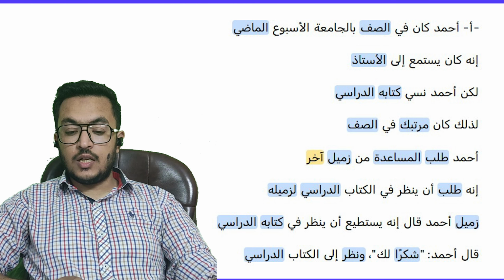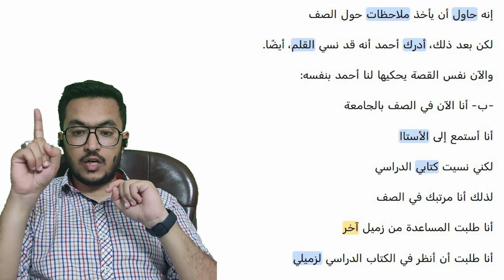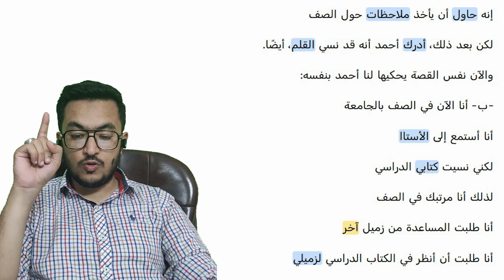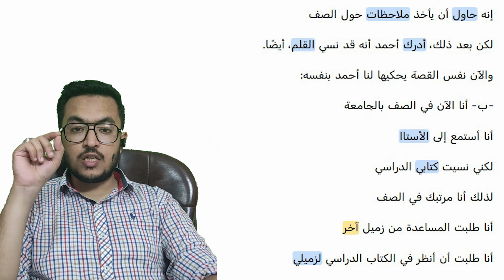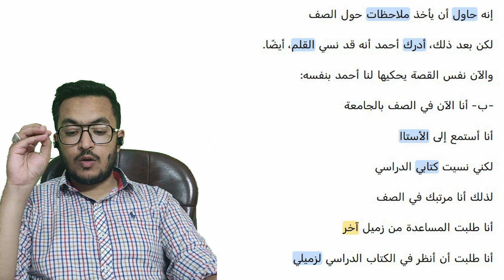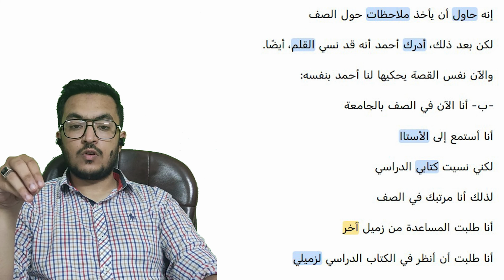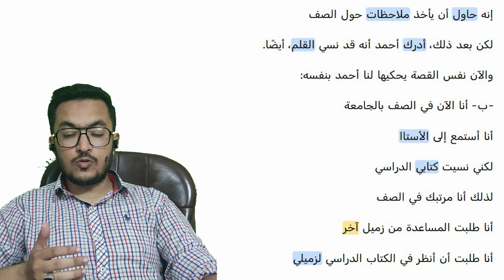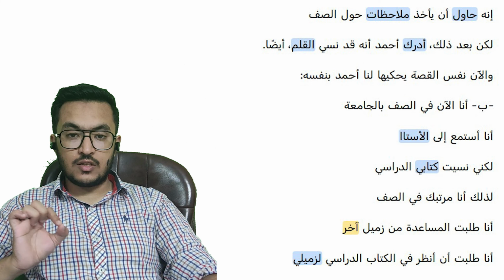إنه حاول أن يأخذ ملاحظات حول الصف. There are now two verbs in this sentence. حاول يحاول means to try, and أخذ يأخذ means to take. So إنه حاول, he tried in the past, أن يأخذ, that he takes, ملاحظات, notes, حول الصف, about the class.